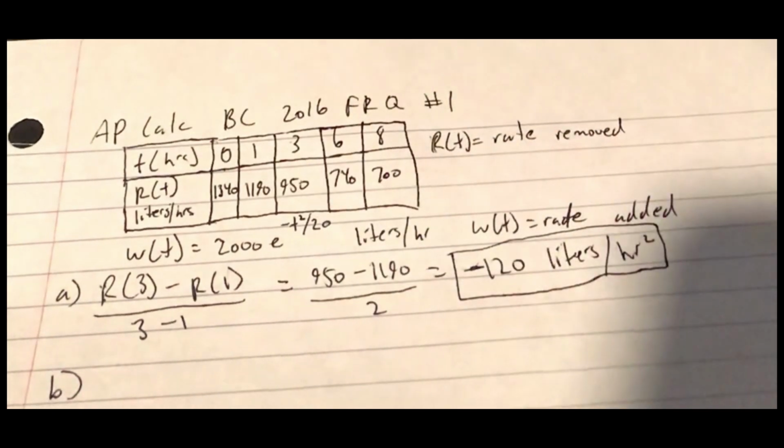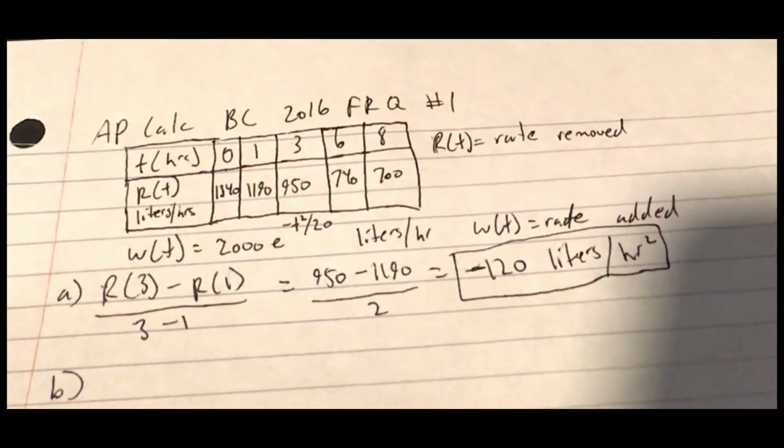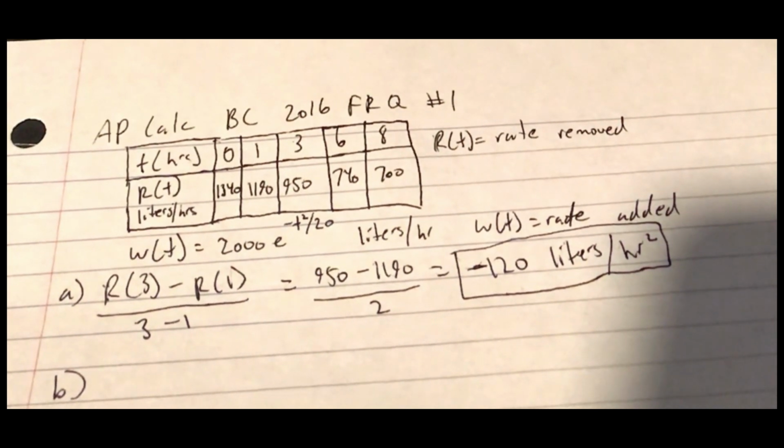Okay, moving on to part B. It says use a left Riemann sum with the 4 subintervals indicated by the table to estimate the total amount of water removed from the tank during the 8 hours. Is this an overestimate or an underestimate of the total water removed? Give a reason for your answer.